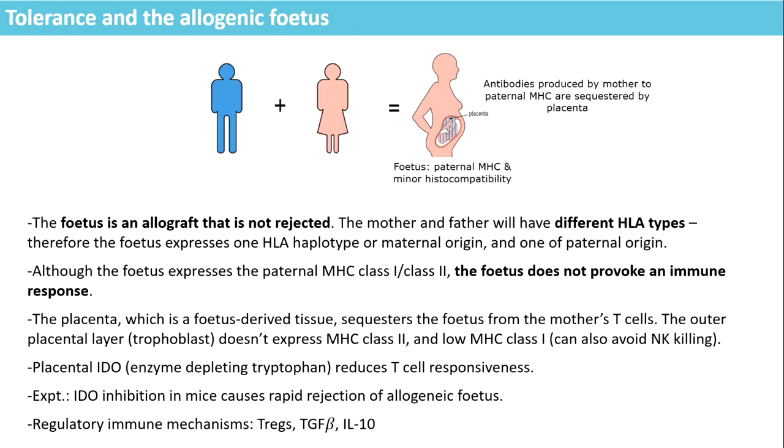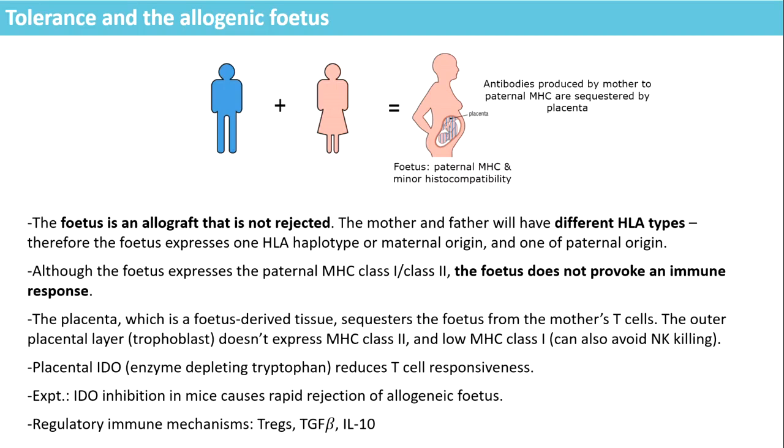Now, I just also wanted to bring up pregnancy, because this is a good example of tolerance and the tolerance that is required to provide that protection. Essentially, if you think about pregnancy, the fetus is actually an allograft, and it's not rejected, so why? It's an allograft because it's got HLA from both the mother and the father. Okay? Even though that fetus is expressing not only the maternal but the paternal MHC class 1 and class 2, it's not provoking a full-on immune response.